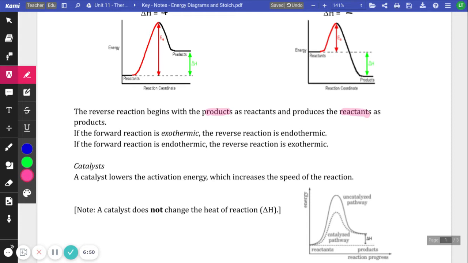I always think of photosynthesis versus cellular respiration. Those are reverse reactions of each other. You start with your products and they turn into their reactants, and they're going to be opposite. So if your forward reaction is exothermic, your reverse will be endothermic. If the forward is endothermic, the reverse is going to be exothermic.